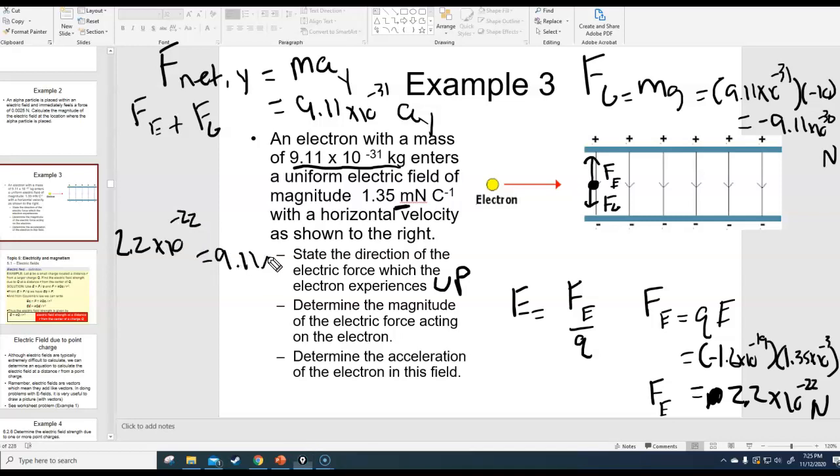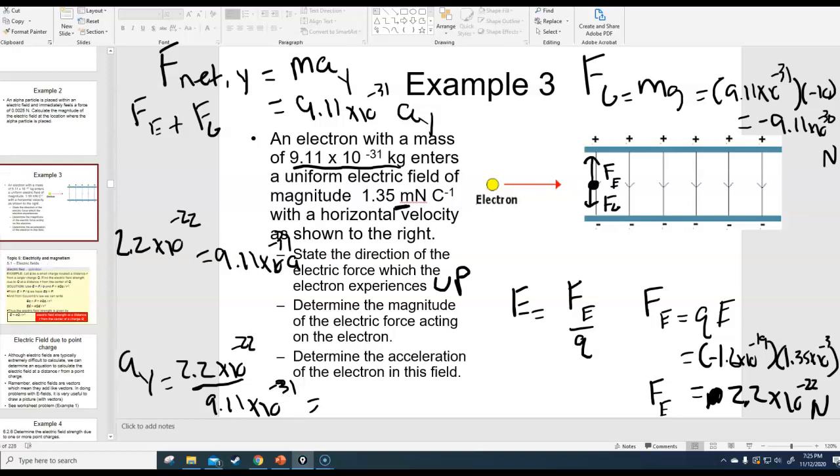Okay, so I can find the acceleration just by dividing by the mass. And so that would be 2.2 times 10 to the negative 22 divided by 9.11 times 10 to the negative 31. And I can calculate the acceleration like that. And I'm not gonna finish that calculation because I think that's something you can do on your own, and I want to finish this video.